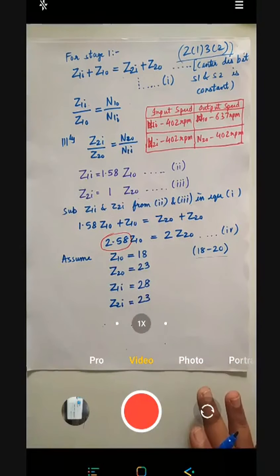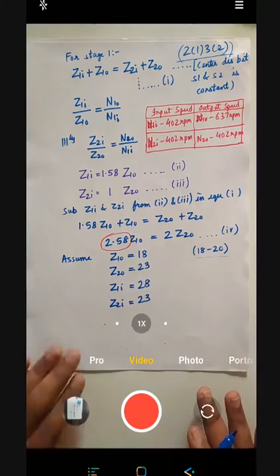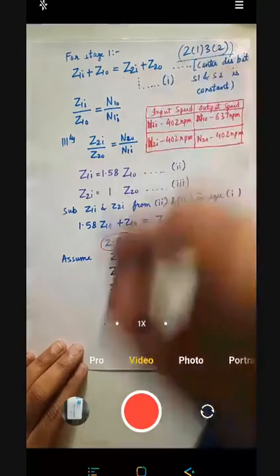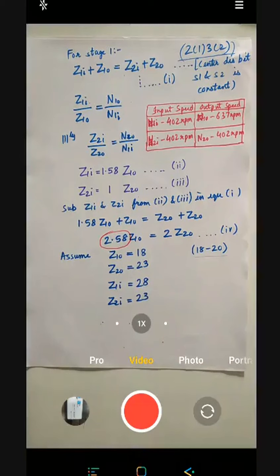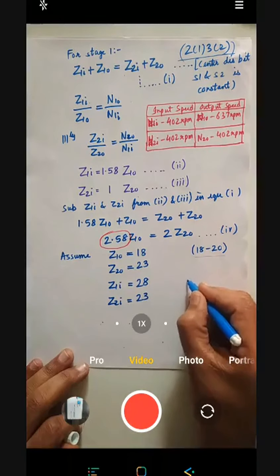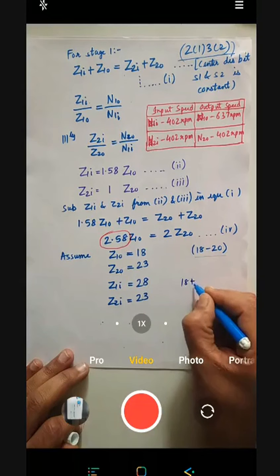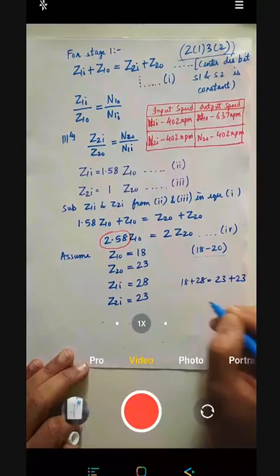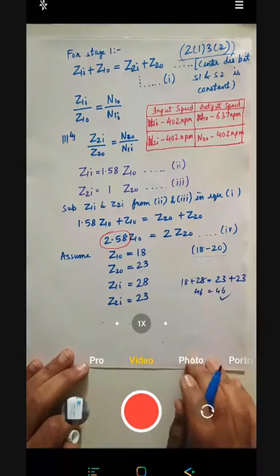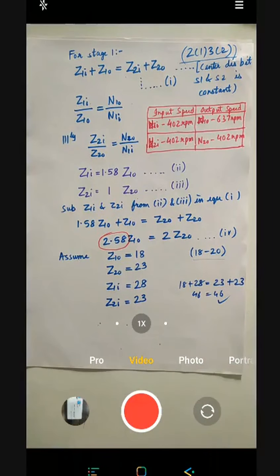Fine. After getting the answer, you have to just check whether your equation number 1 is satisfied or not. You have to check once whether equation number 1 is being satisfied or not. So adding 1O and 1I, how much? 46. 2O and 2I 46, right? 18 plus 28 must be equal to 23 plus 23. It is done. So that means your answer is validated. It is correct.